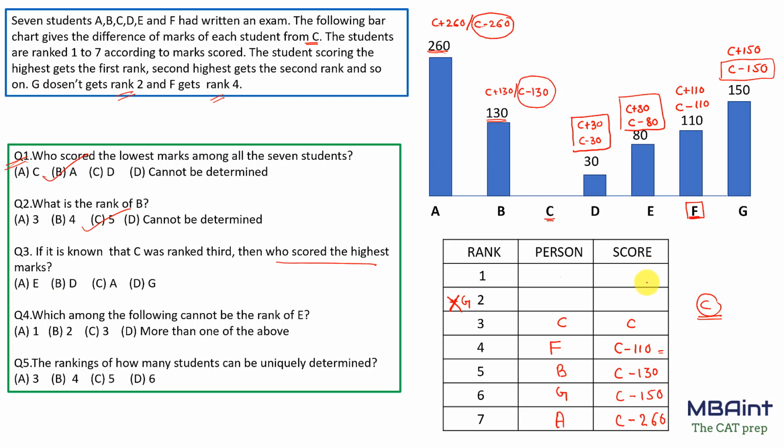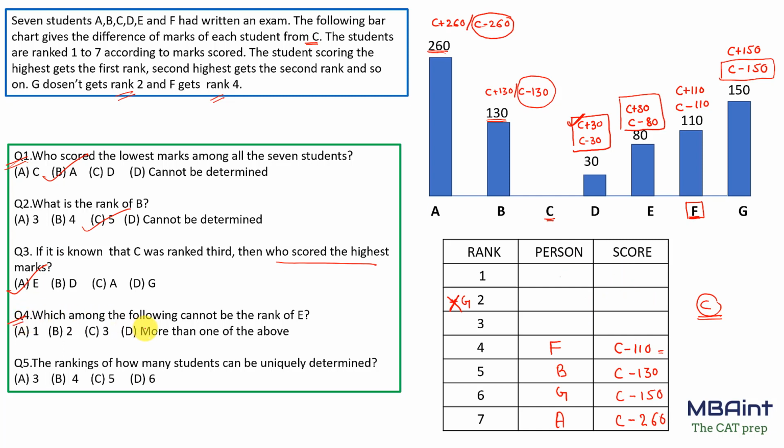So first, these 2 marks would definitely be greater than C. It will be possible when it is C plus 30, when I take this score of D, and C plus 80. Now C plus 80 belongs to E. Now this mark is for E. So answer is A. Now let me remove this because this was extra information that we have taken.